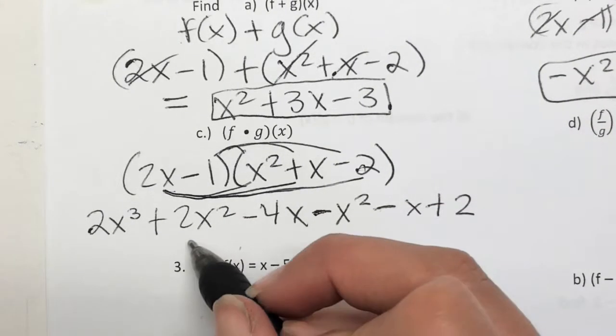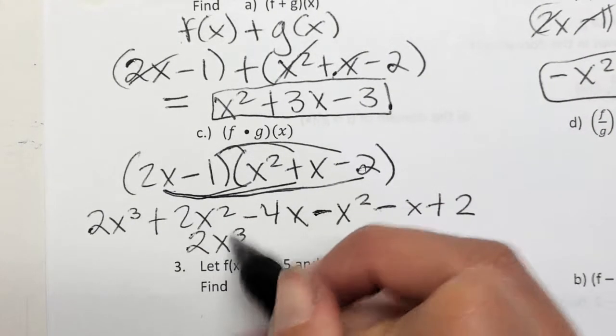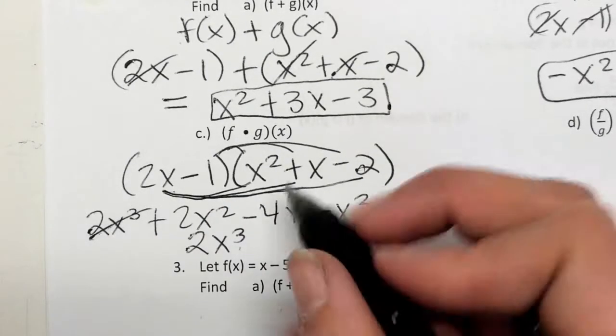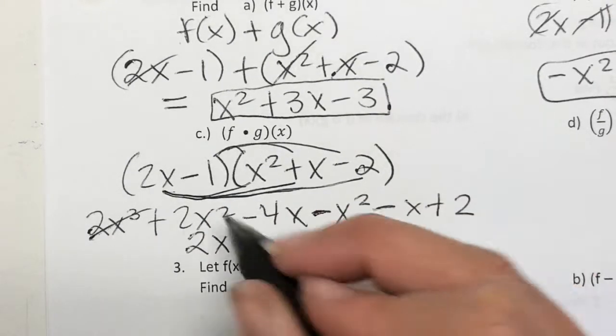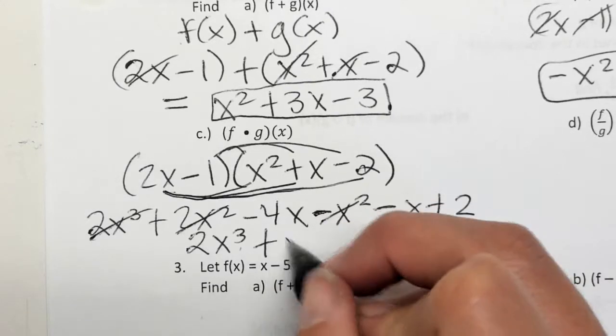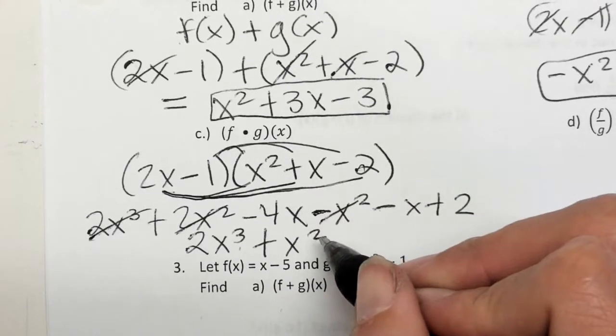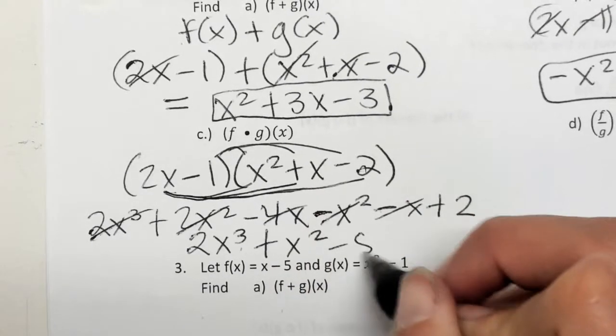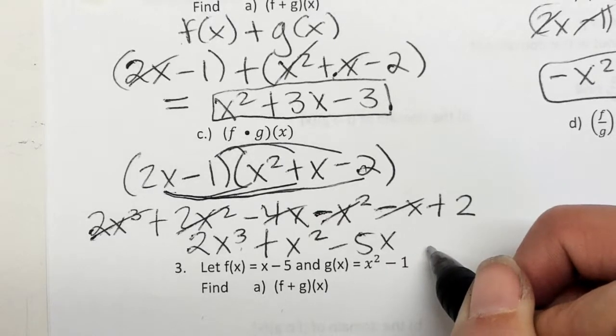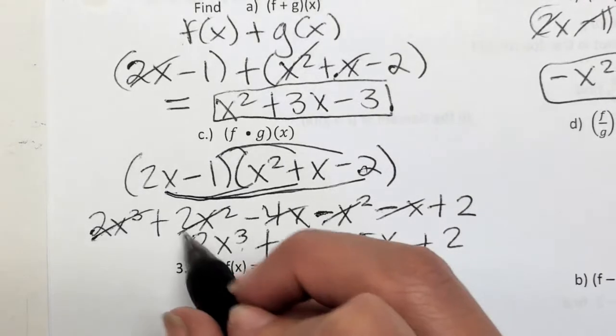So somebody tell me the first term. What's it going to be? 2x cubed. Next one. X squared. Good, because 2 minus 1. Next one. Negative 5. And last one. 2. Very good.